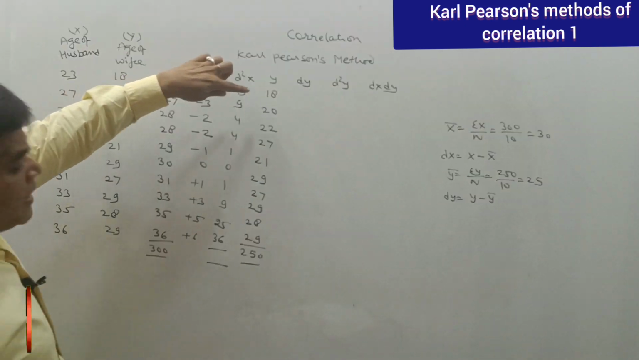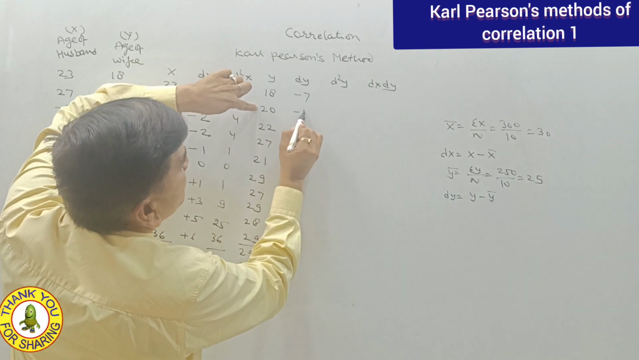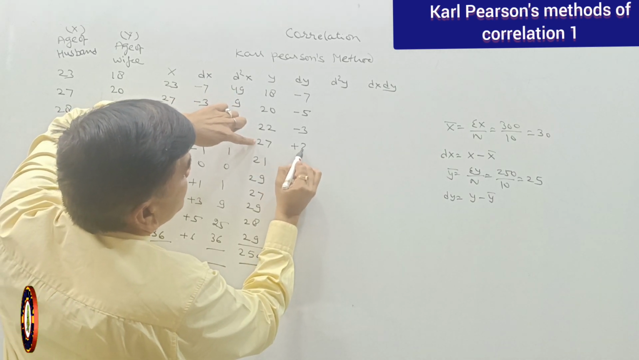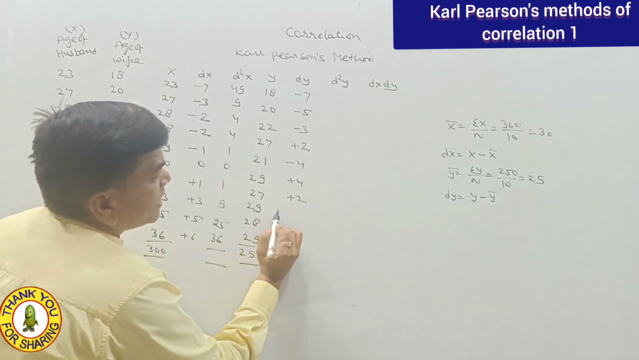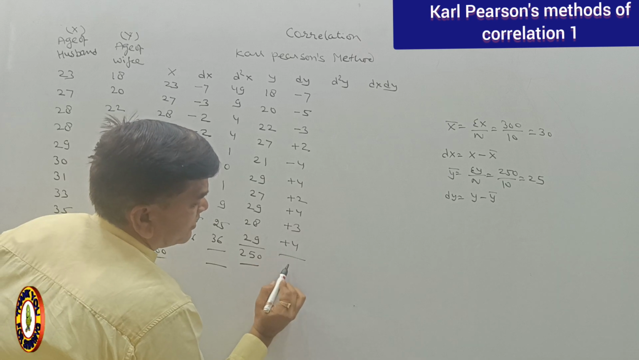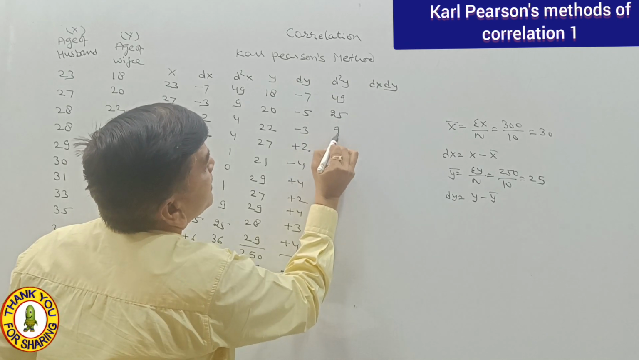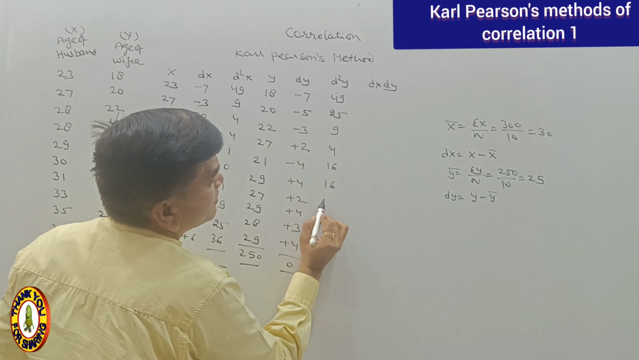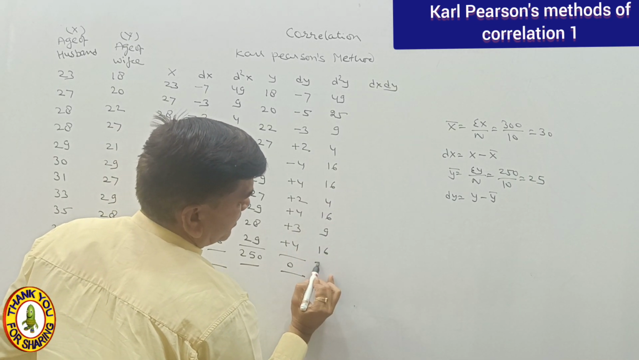The very first, 18 minus 25 is minus 7, 20 minus 25 is minus 5, minus 3, 27 minus 25 is plus 2, minus 4, plus 4, plus 2, 29 gives plus 4, 28 gives plus 3, 29 gives plus 4. Squaring these: 49, 25, 9, 4, 16, 16, 4, 16, 9, 16.